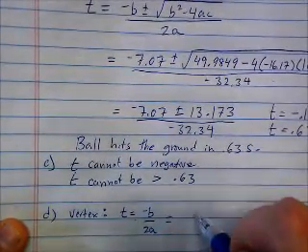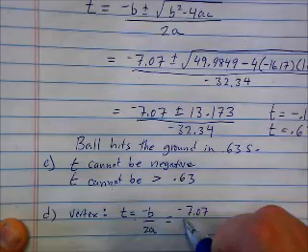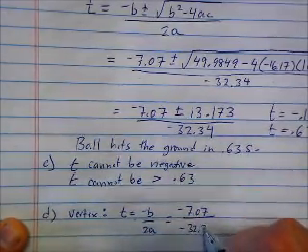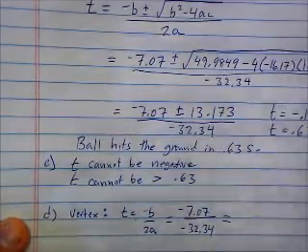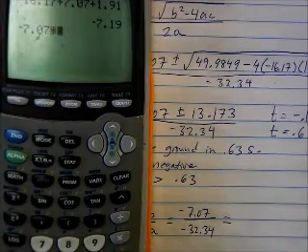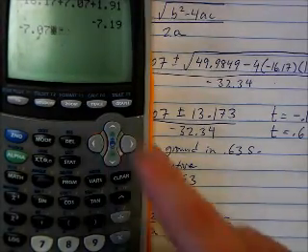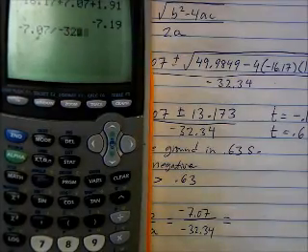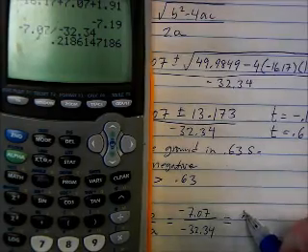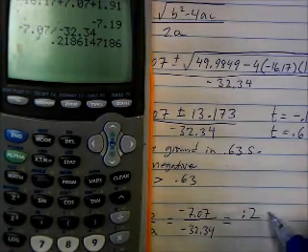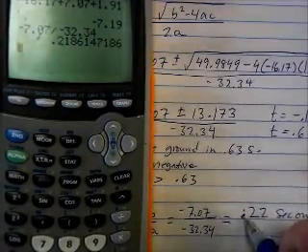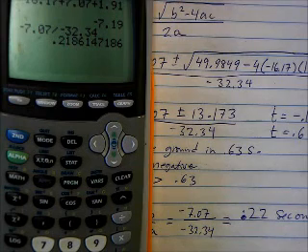So that's going to be negative 7.07 divided by negative 32.34. I grab my calculator. Negative 7.07 divided by negative 32.34. So we would say it's going to happen at about 0.22 seconds. So that's when the ball is going to reach the maximum.